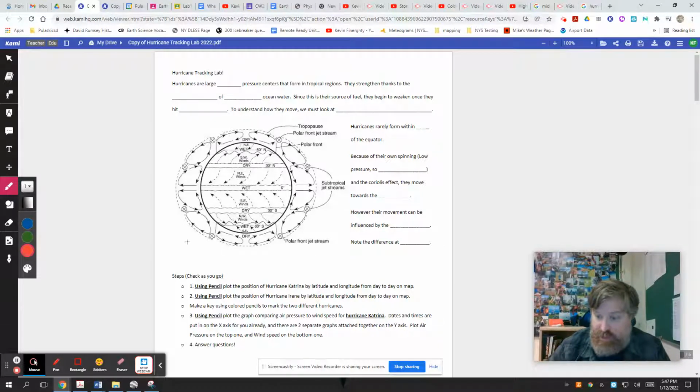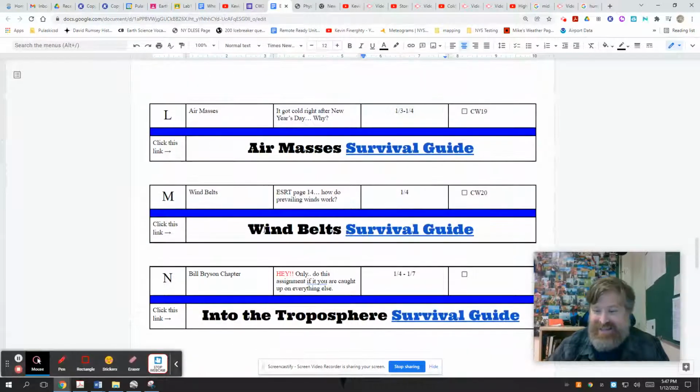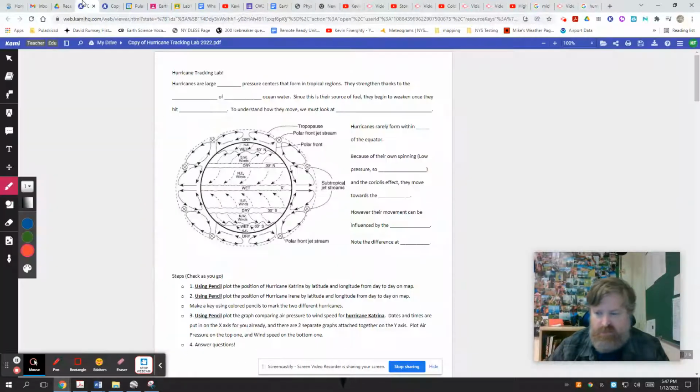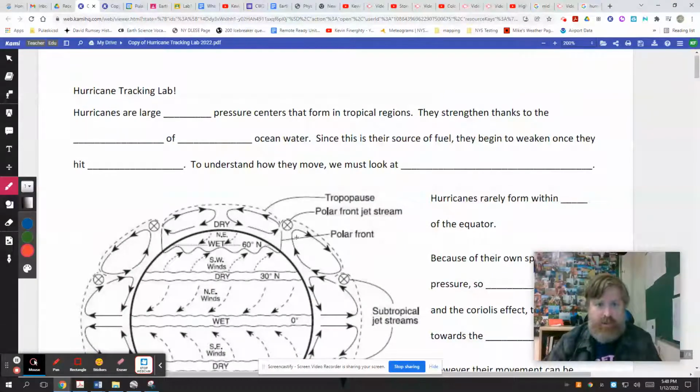Now, you should have already made it through a lesson on wind belts. In fact, we could point exactly to the lesson. If you haven't done it yet, please make sure that you've done lesson M before you do this lab. Otherwise, it's kind of confusing. Okay. We're going to do a lab in which we track hurricanes.